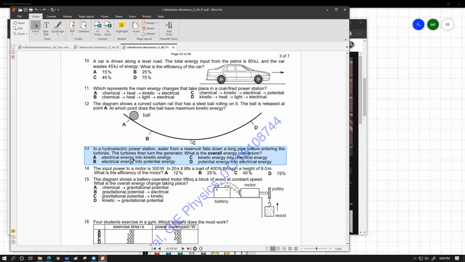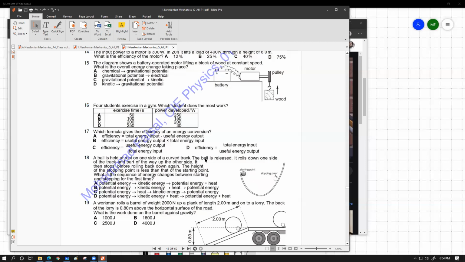So if you think about overall energy, it is the GP stored in the water converting into electrical energy out of the generator. So have a look. Which one is the correct response? I think D is the correct response. The keyword is overall. Overall means the very first form and the very last form. All the in-between forms are not discussed over here. Have a look at number 18.